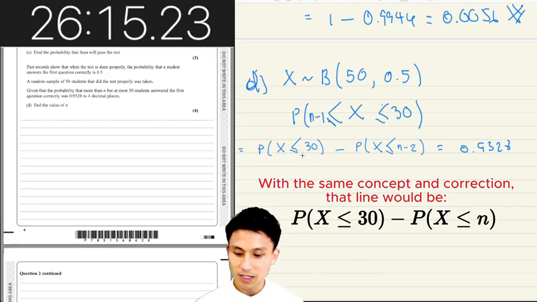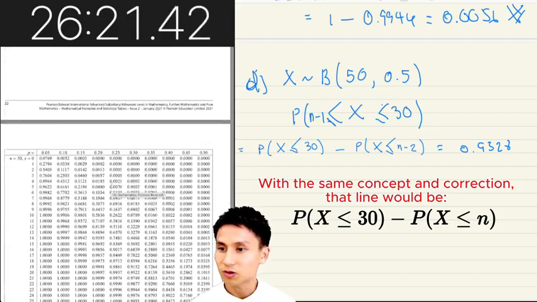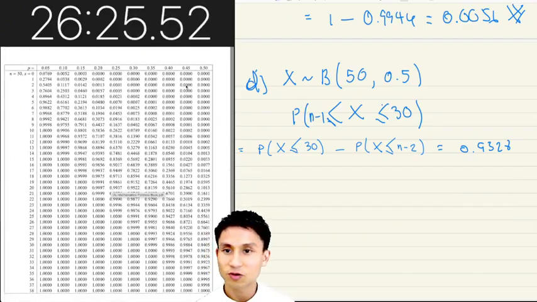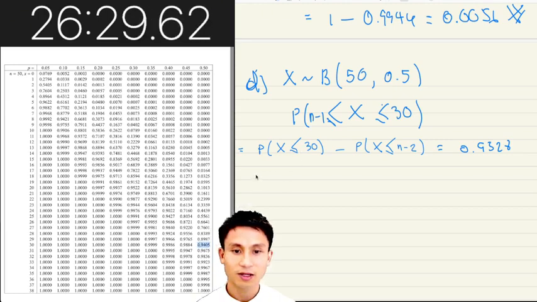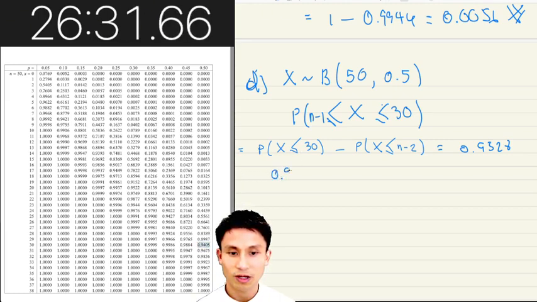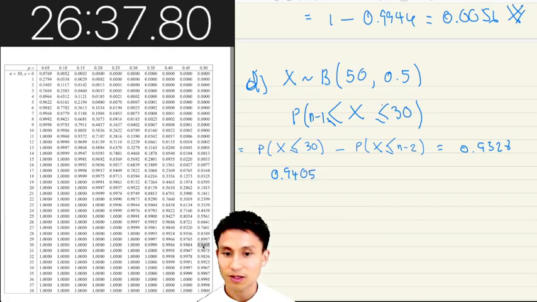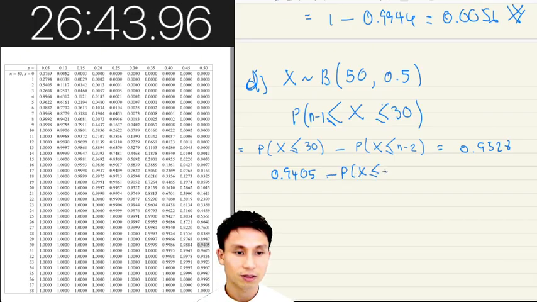So this one, p less than or equal to 30, where n is equal to 50 and p is 0.5. So 30 there, that's quite high. So I'm going to plug that in: 0.9405. So n being 50 and 30 being the x. Okay, minus, I'm going to just keep that.